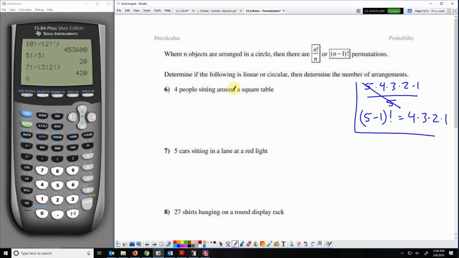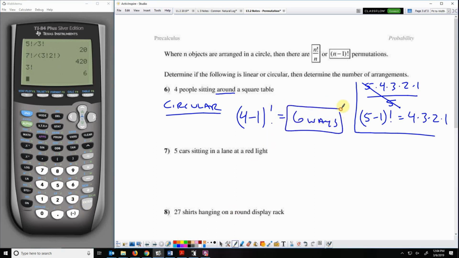So 4 people sitting around a square table. I don't care if it's square or what shape it is. The fact is they're sitting around. So this is circular. And that would be 4 minus 1 factorial, which is 3 factorial. So 3 factorial, 3 times 2 times 1, that's kind of a simple one, is 6. There are 6 ways to arrange 4 people around a square table.